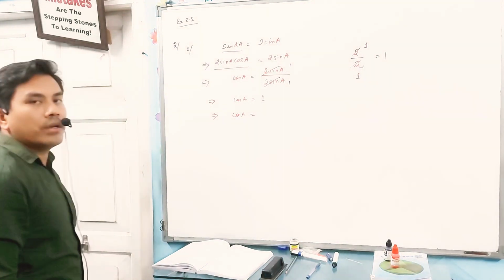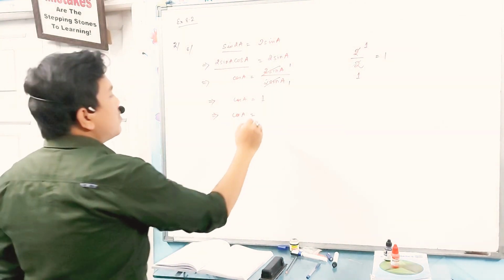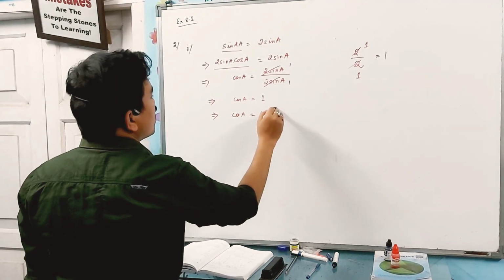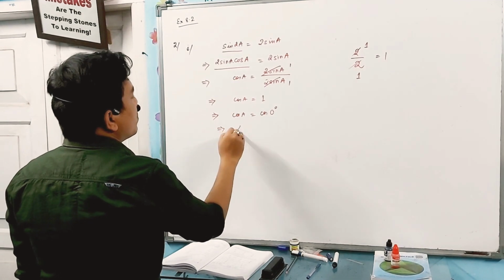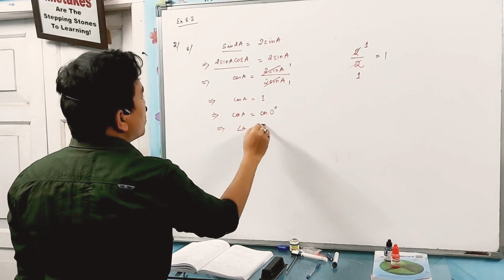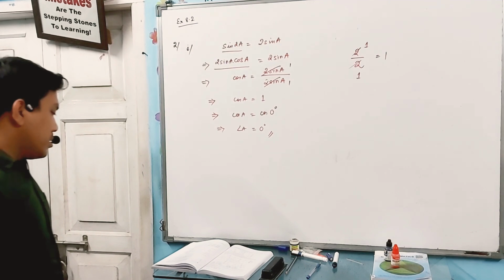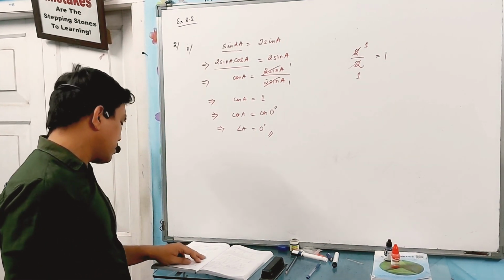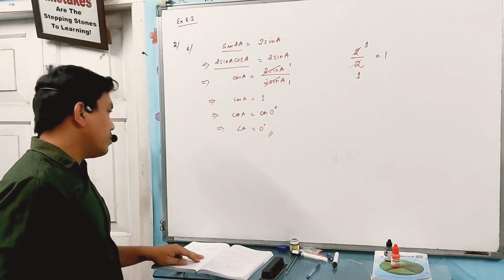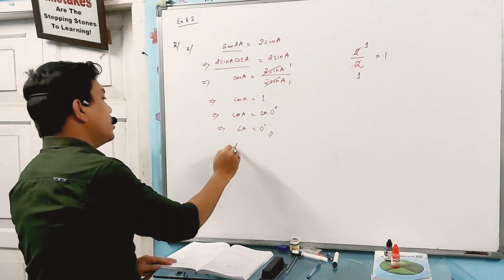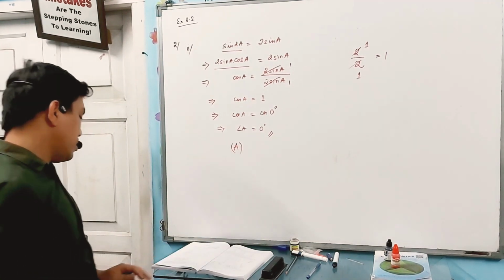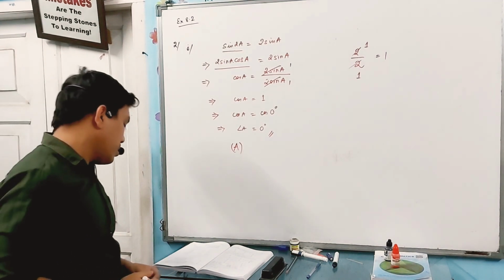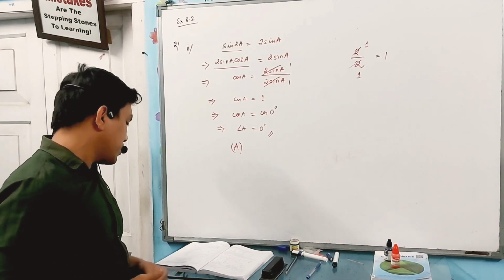Alright. So now, for what value of cos will the value be 1? It will be cos 0. So we got the value of angle A is equal to 0 degree. Is it clear? So the correct choice will be A. A is the correct choice. Now question number 3.